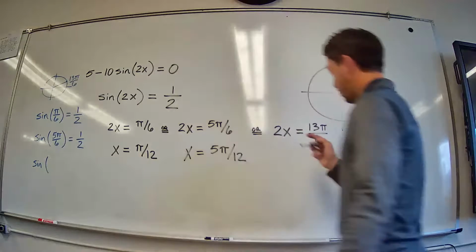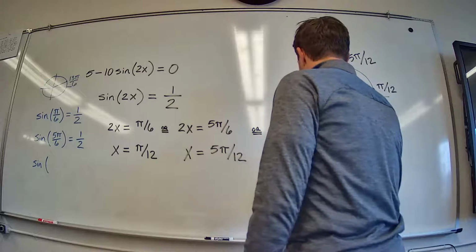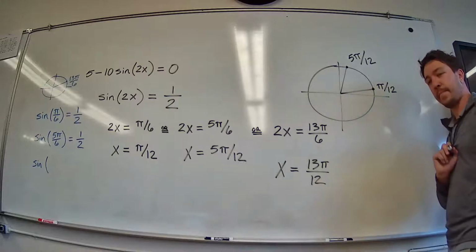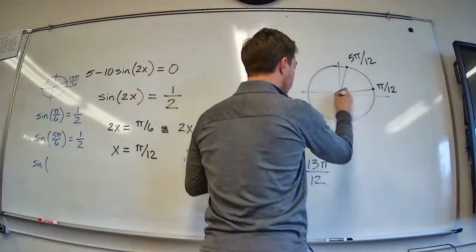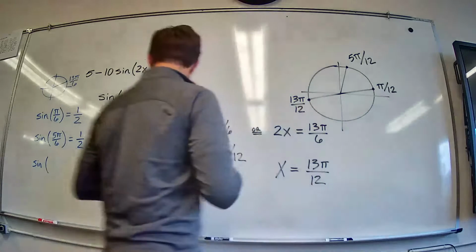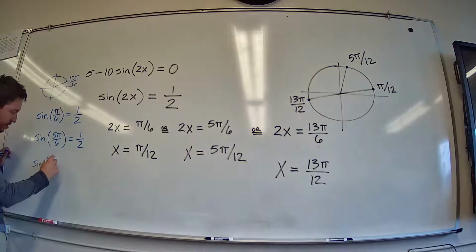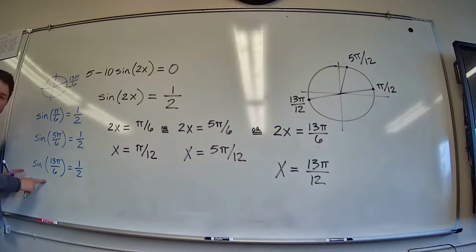So 13 pi over 6 could be equal to 2x, just like before, which would give us an answer of 13 pi over 12, which would be a little bit past what? The halfway mark. Yeah, a little bit past pi. So there's 13 pi over 12. You feeling one more solution? Yeah. To be clear, we used this fact. Definitely a less commonly used fact. This one comes up all the time. This one is coming up right now.